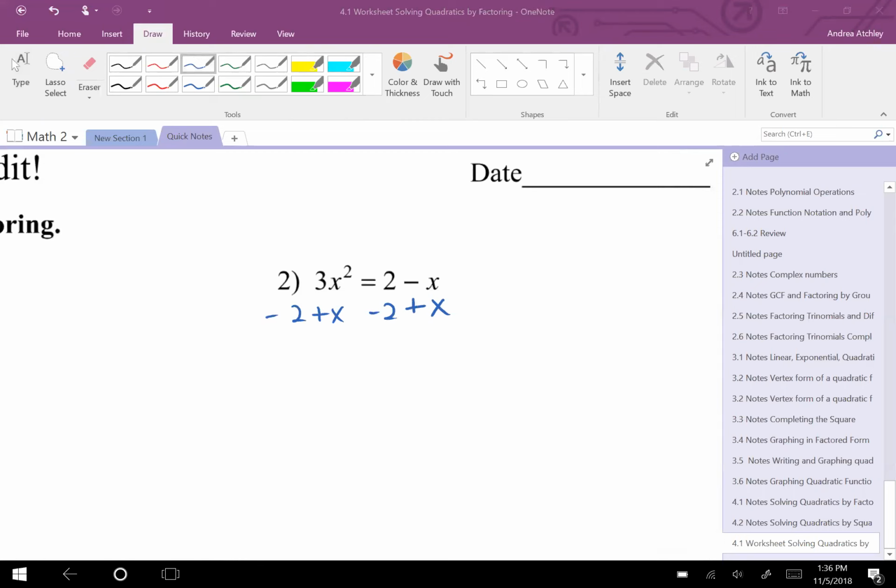Now we need to list it in standard form. So this 3x squared goes first, because it has the biggest exponent. Then just the x to the first power, and then minus 2, the constant. And now it's equal to 0.